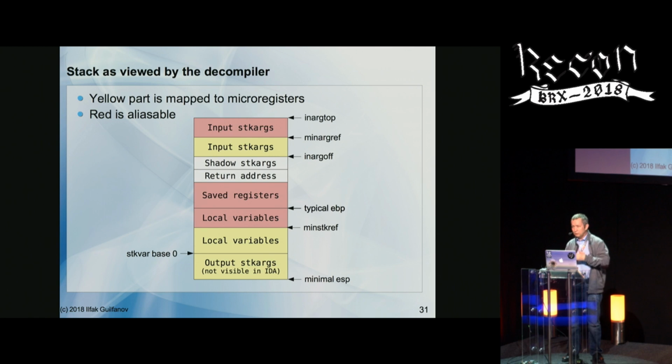So in order to be able to prove something, we need to keep track of what is aliasable and what is not. Our current approach is very simple. Anyway, I will tell you about it slightly later. Right now, I will just tell you that everything yellow is considered to be unaliasable, so therefore we can reason about that part of the stack frame in a strict manner and prove things.